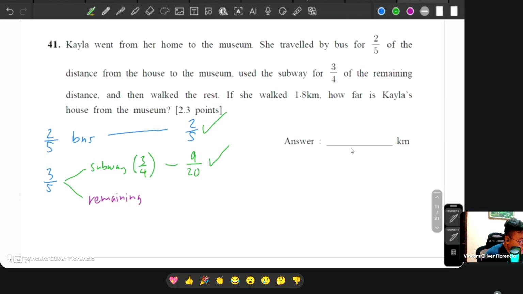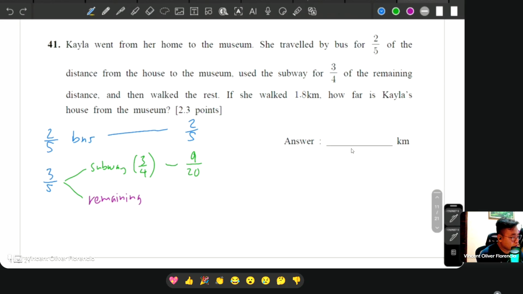Now, it says here that the remaining distance is what? 1.8. So if we add this, let's just add this first. So we'll have here 2/5 plus 9/20. The best way we can do this one is, let's transform 2/5 into a fraction with denominator 20.